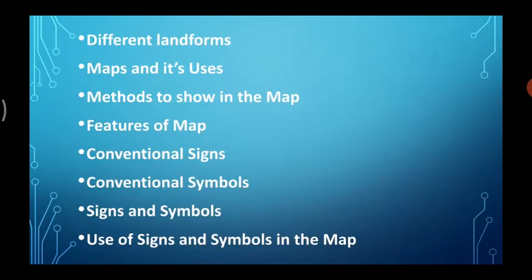Let's move forward. In this chapter, we are going to see a few points: different landforms, which we have studied in the previous chapter. We are going to see maps and how they are useful. Then, what are the features of maps? We are going to see how different methods in the map are helpful to find the elevation, that means the heights, even in the maps. Then certain signs and symbols are used, how they are utilized and what all things they represent. If we want to find anything in the map, we will even see what the uses of these signs and symbols are, and how they are important to use in the maps.